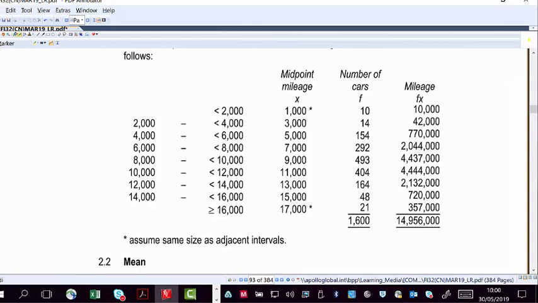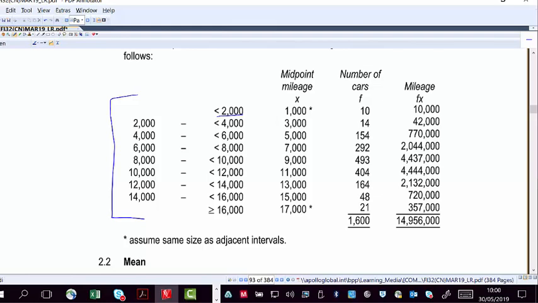So this is a good example of grouped data. And the reason that we know that it is grouped data is because it is grouped into bands here. So we have certain bands based on mileage. So we can see that the first band is less than 2,000 miles. Our second band is then between 2,000 and 4,000 miles. And we can see that those bands carry on to the last one, which is greater than 16,000 miles.